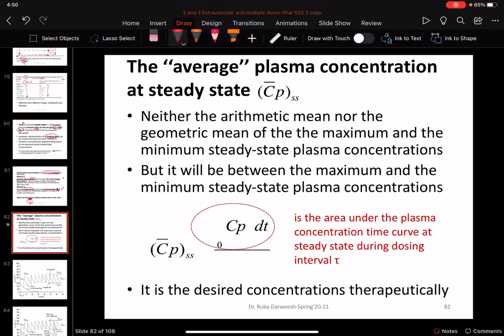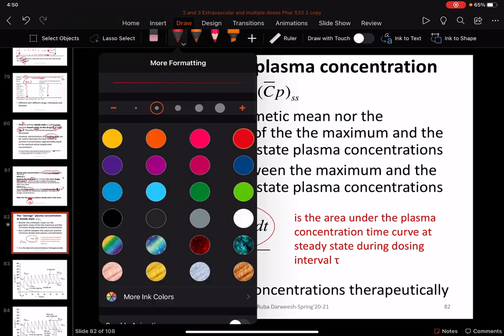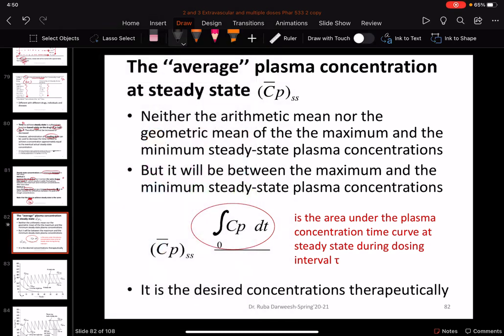And how we determine it, as again, we have some distortion here, from 0 to tau, concentration at infinity time over tau. So the average steady state concentration is equal to the integration of the concentration at steady state from 0 to tau over tau. Okay, and it's usually the desired or targeted concentration. And why is that? Because it's easier for us to measure it in clinical practice.